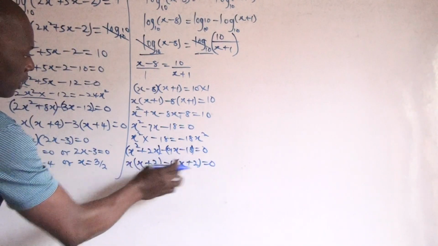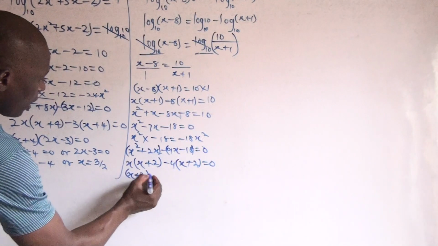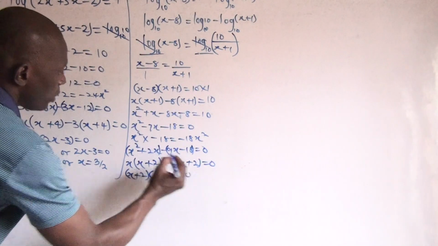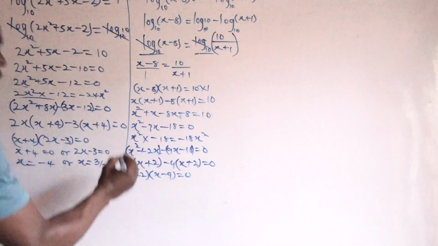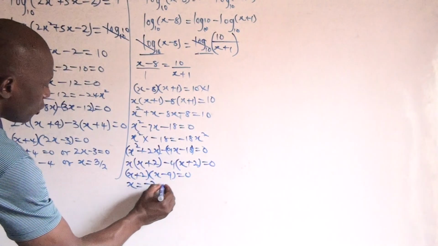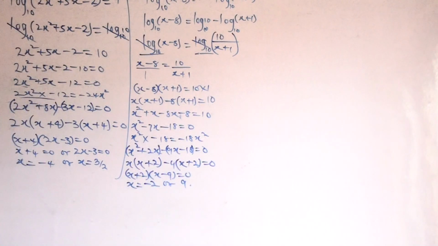So the common factor here is x plus 2. So we bring it out, x plus 2 in a bracket. Then what is left inside is x minus 9, is equal to 0. So we can see that x is equal to minus 2 or 9. So that is the result for that.